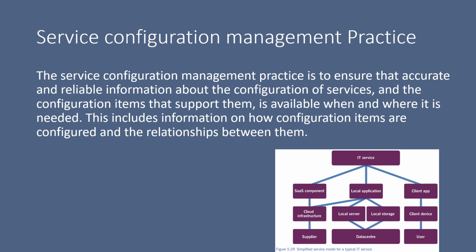This includes information on how configuration items are configured and the relationships between them. Service configuration management collects and manages information about a wide variety of configuration items, typically including hardware, software, networks, buildings, people, suppliers, and documentation. Services are also treated as configuration items, and configuration management helps the organization to understand how the many configuration items that contribute to each service work together. The figure on this slide illustrates a simplified diagram of a service.